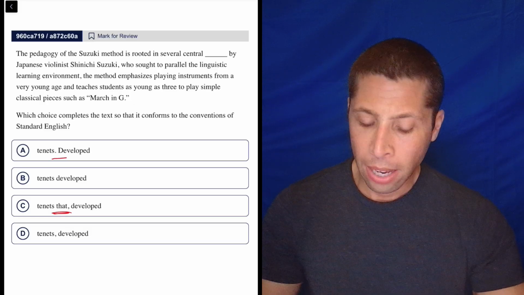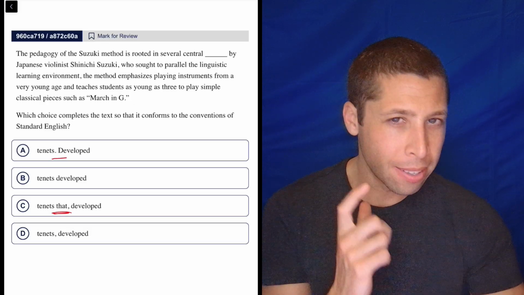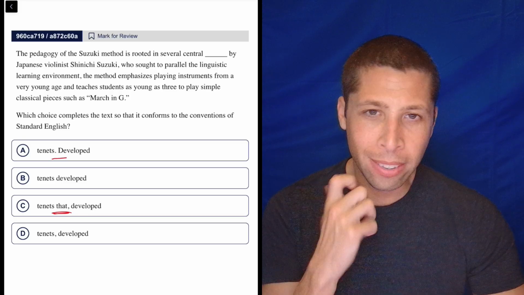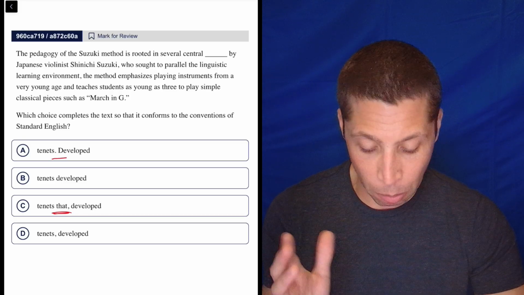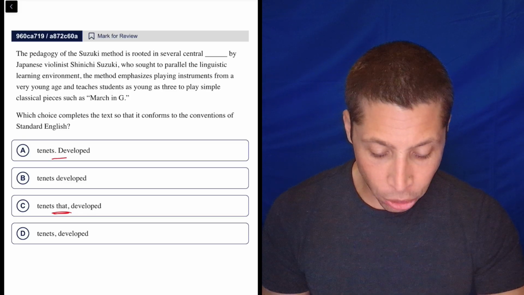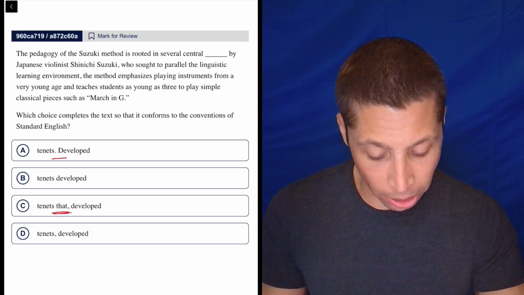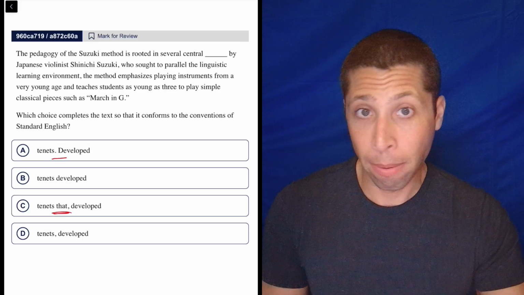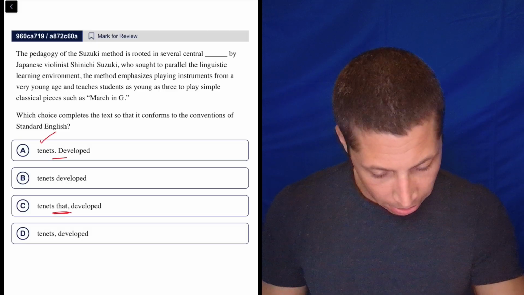But regardless, I'm focused on A. It's got the simplest situation. Let's see how it pans out. Let's look for a sentence before that. How does that sound? The pedagogy of the Suzuki method is rooted in several central tenets. Yeah, sounds like a sentence to me, so that checks out.